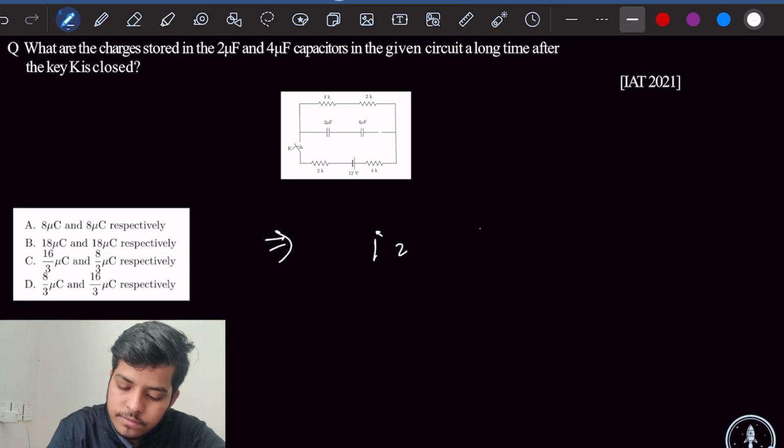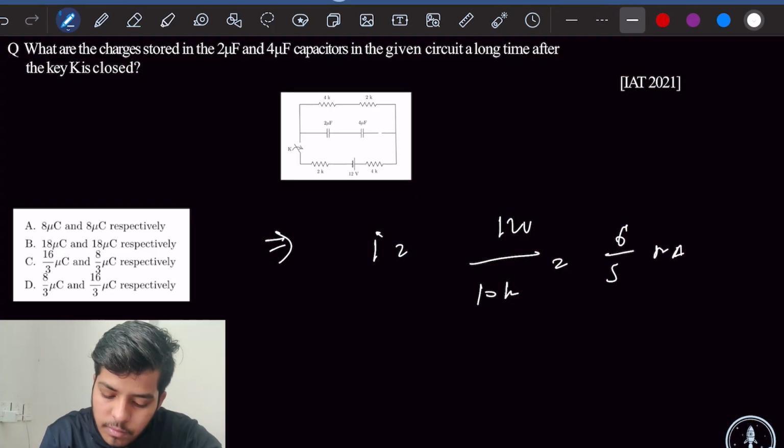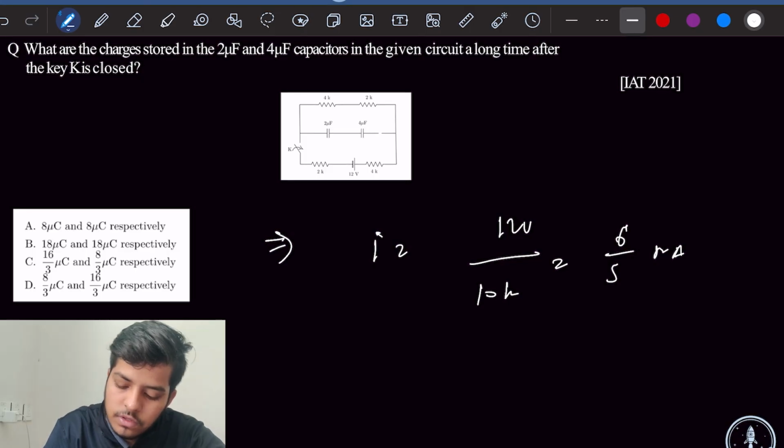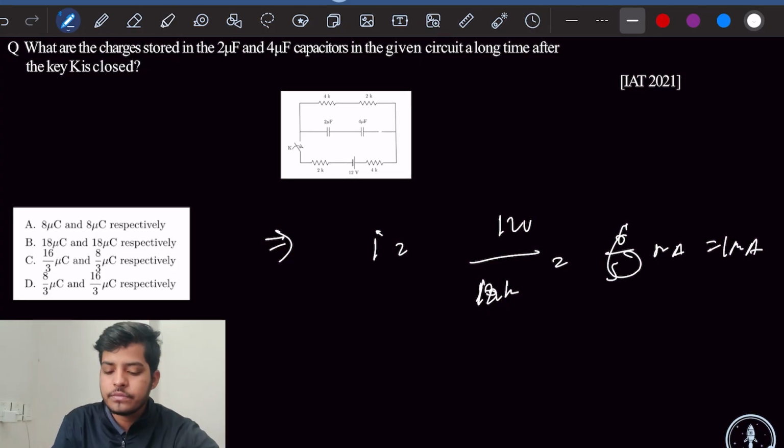So current will be 12 volt upon 4 plus 2 plus 6 plus 2 plus 8 plus 4, and so on. Equals 12 upon 12, which means 1 milliampere will be the current. 1 milliampere is the current.